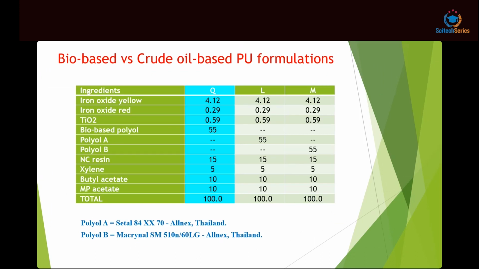Polymer B, right? Here it is polymer B. Polymer B is macranyl SM510N-60G LG. That is also Alnex Thailand resin. So commercially available resins and biological resins get together and competed. I will show what are the results obtained by me.